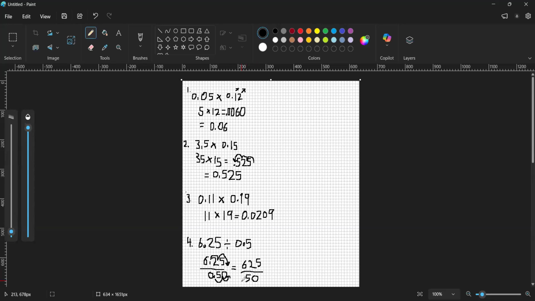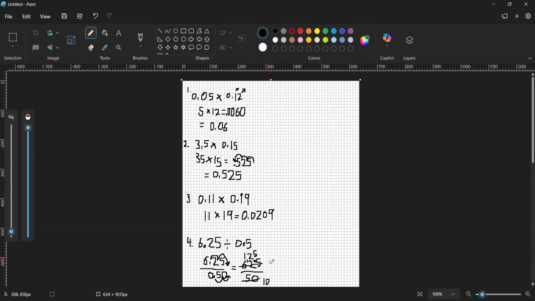Okay, so of course you know what's going to happen. 5 in 50 is 10. 5 in 625 will give us: 5 in 6 is 1, remainder 1. In 12, that's 2, remainder 2. And then in 25, that's 5. So that's 125, right?